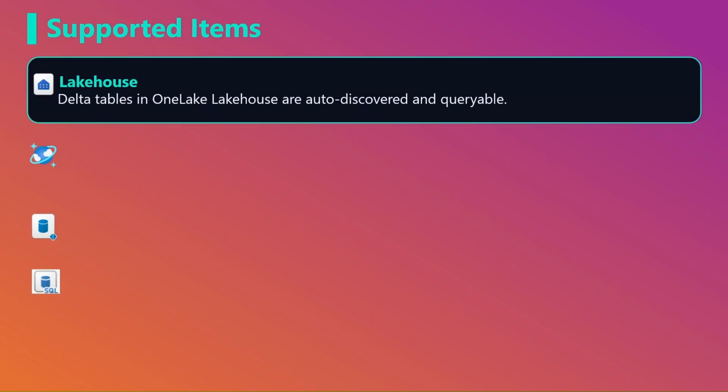Now, what are the supported items? Not all items are supported, and it's quite obvious. Let's understand the supported ones. First is Lakehouse. So delta tables in OneLake Lakehouse are auto-discovered and queryable. Auto-discovered because you don't have to do anything. As soon as you create a delta table, the sync will happen to the SQL Analytics endpoint, and you can write any kind of Transact SQL query on the top of that.